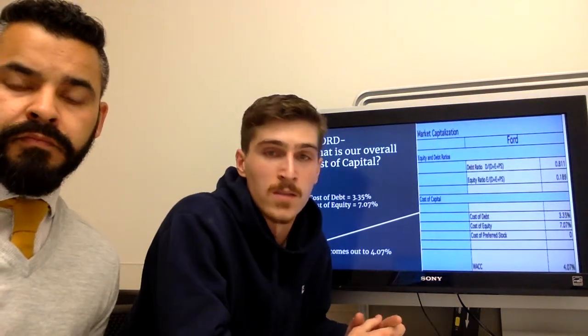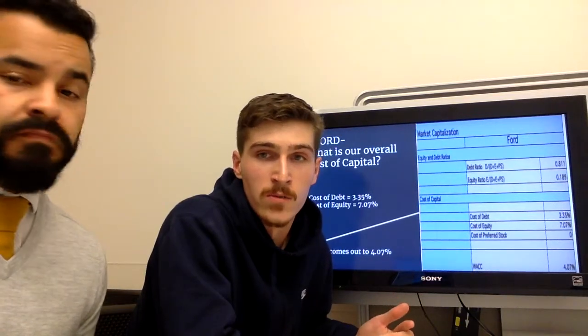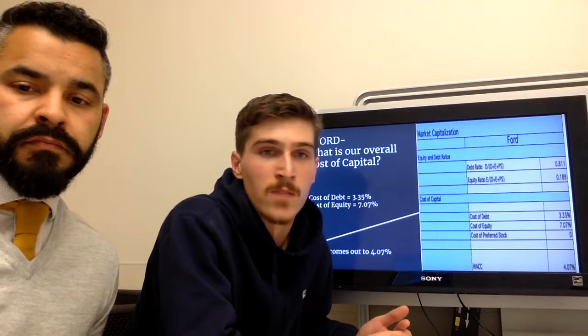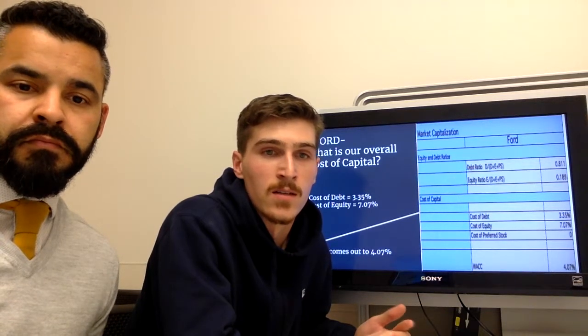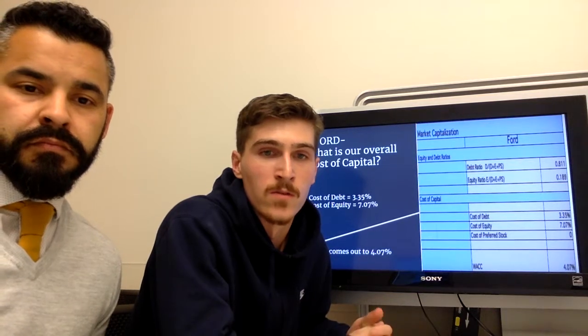What is our overall cost of capital? So for Ford, the debt ratio was 0.81, the equity ratio 0.189, the cost of debt was 3.35% as previously stated, and the equity was 7.07. So after all, the WACC comes out to 4.07%.